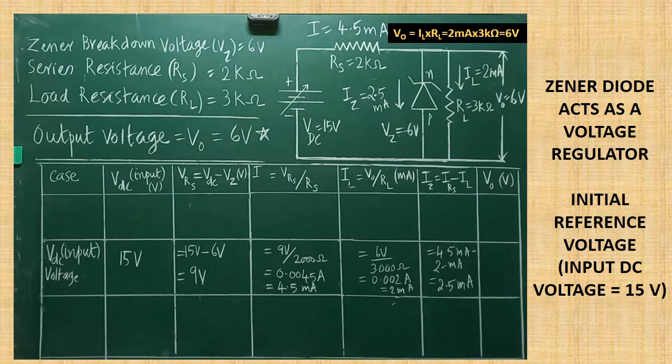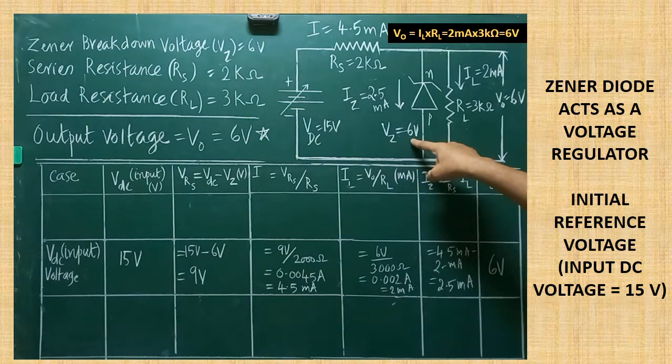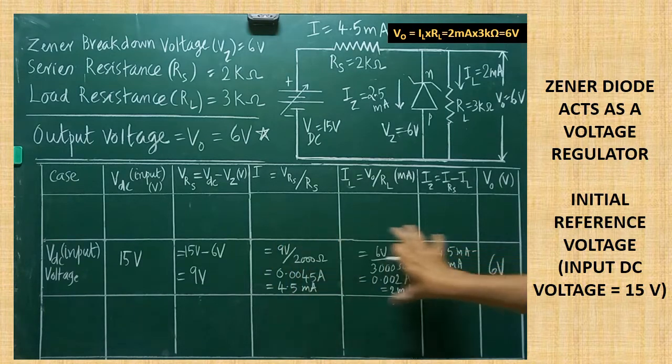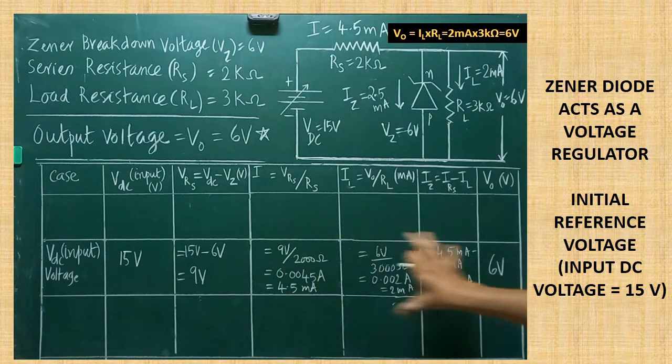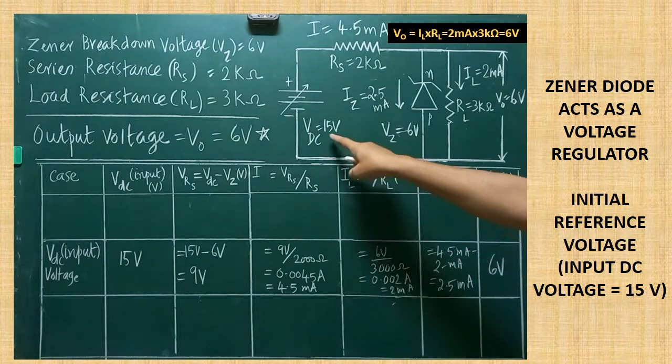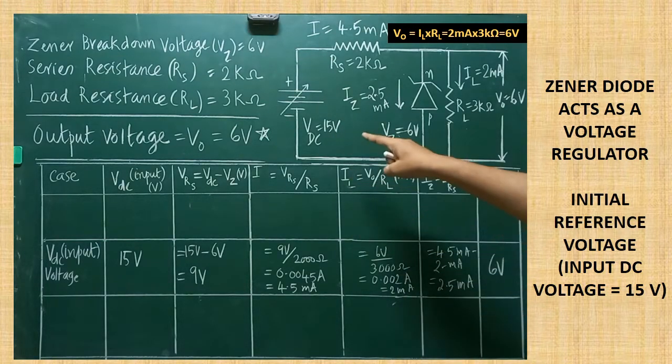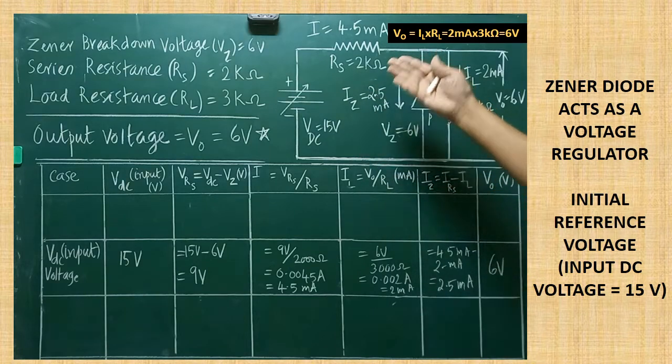Are you clear? And then finally you will be getting the constant output voltage 6 volt here. That is not going to be varied, because Zener breakdown voltage is how much? 6 volt. Same thing you will get. So this is the thing which is written as the reference point. Are you clear? Next I am going to increase the VDC. VDC means input DC voltage to be either increased or decreased.